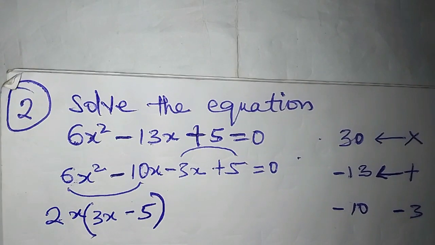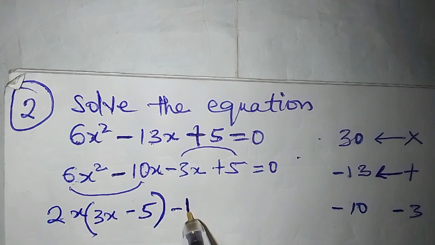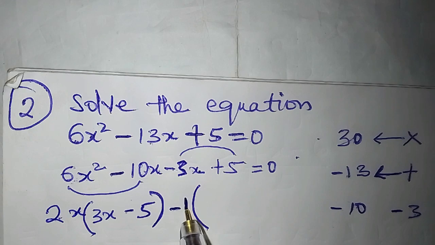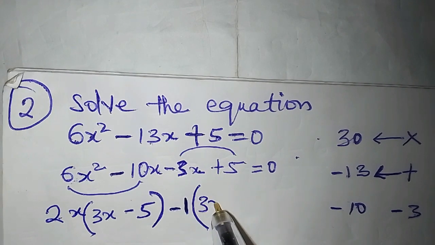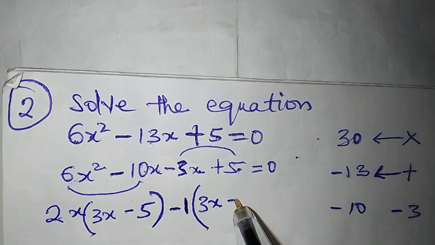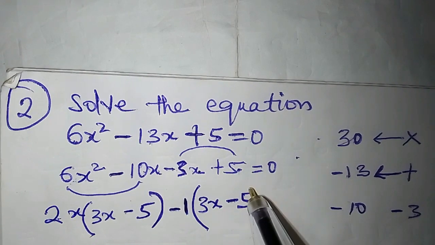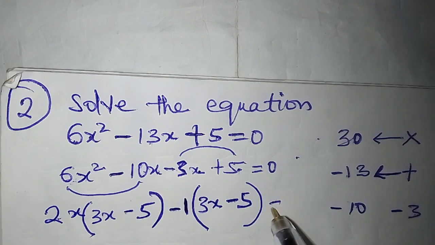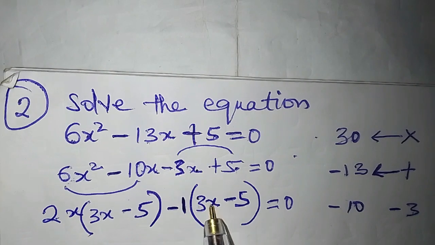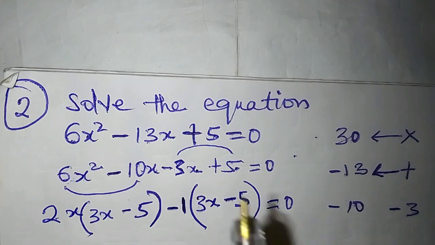Now, I'll factorize the next two, minus 3x and plus 5. What is common is minus 1. Open a bracket. Minus 3x divided by minus 1 is 3x. 5 divided by minus 1 is minus 5, equal to what? 0. So, minus 1 times 3x is minus 3x, and minus 1 times minus 5 is plus 5.